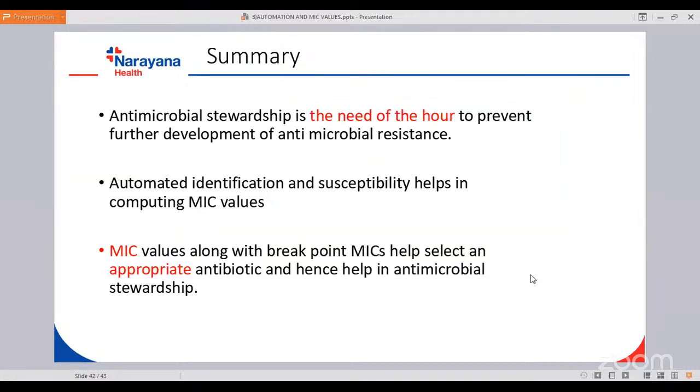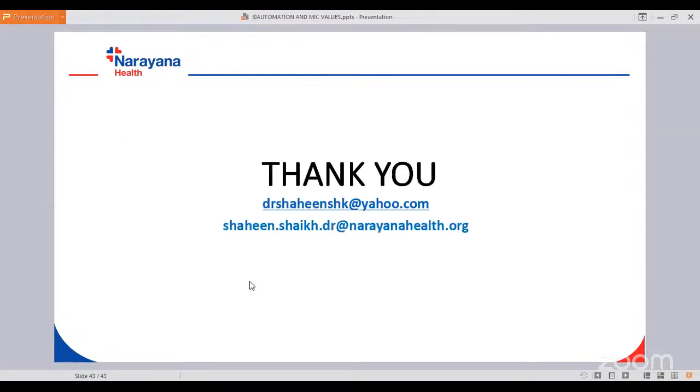So to summarize, I end your torture by saying that antimicrobial stewardship is the need of the hour to prevent further development of antimicrobial resistance. Automated identification and susceptibility helps in computing MIC values. It helps identify the organism more accurately. And MIC values, along with breakpoint MICs, help select an appropriate antibiotic and help in antimicrobial stewardship.